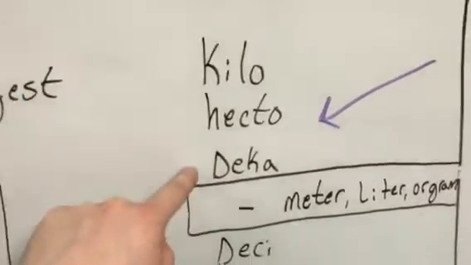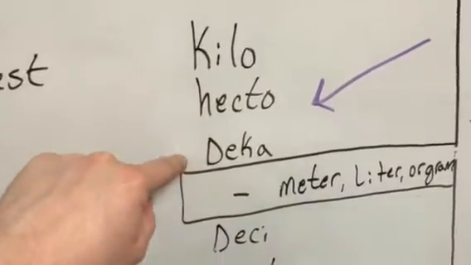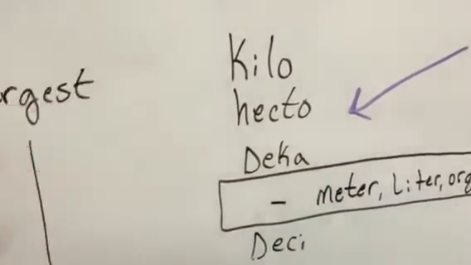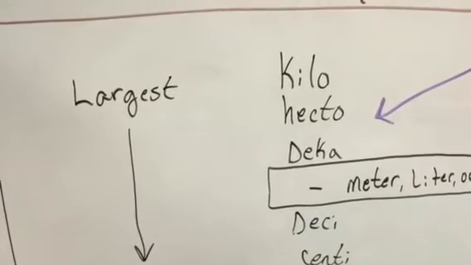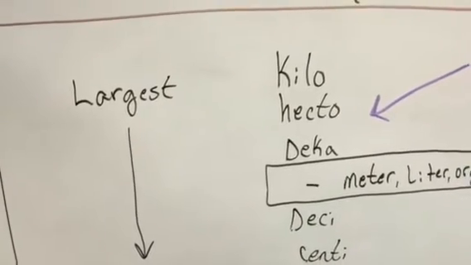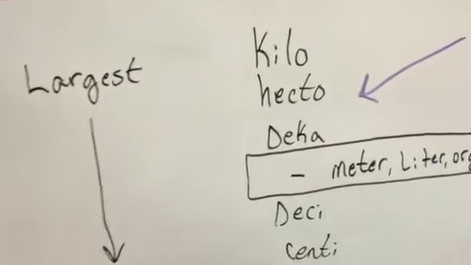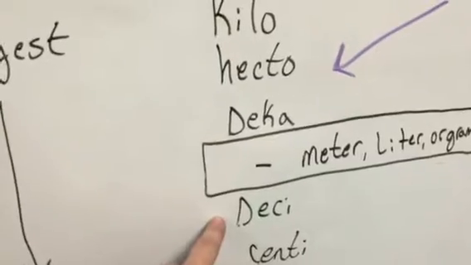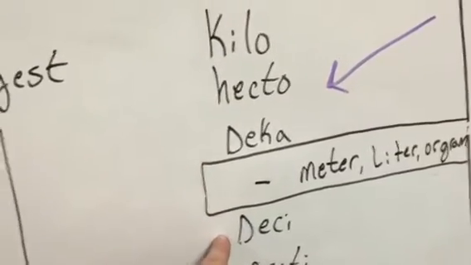If I'm going from here to here, I'm going to divide by 10, and then I'm going to divide by 10 again. So if I divide by 10 and then divide by 10 again, that's the same thing as dividing by 100. When we get to the guided practice, I'm going to show you that again in just a little bit different way.